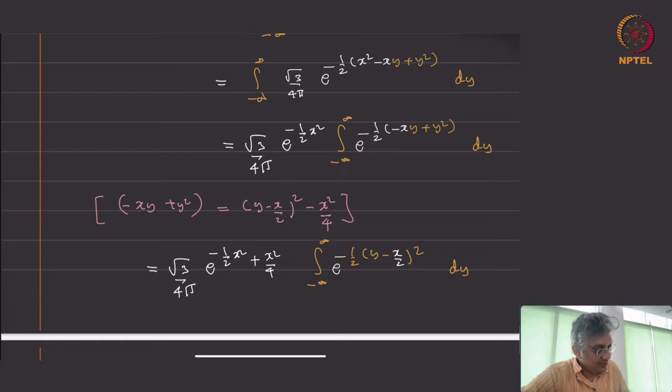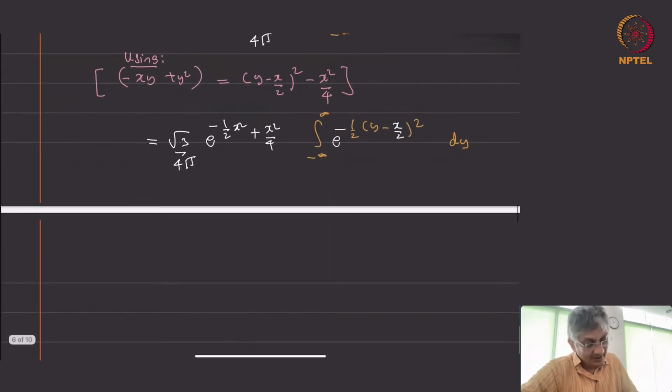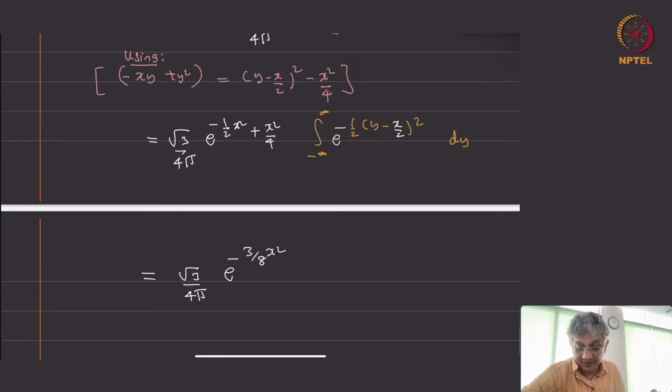So it'll be minus of this whole thing, and then that will become a plus. Very good, that's what I have. So I'll use this fact. Using this, what is this going to be now? This is going to be equal to root 3 by 4 pi e to the minus (4 minus 4 minus 2 minus 3 by 8) x squared. I'll have this. It's very good.